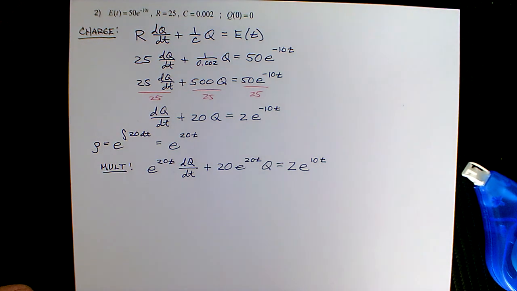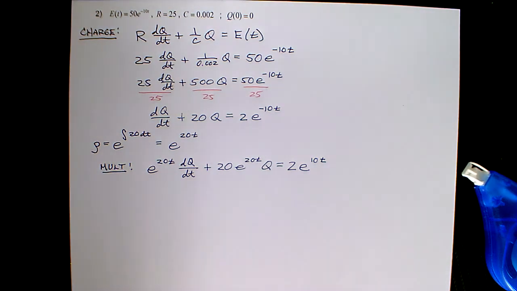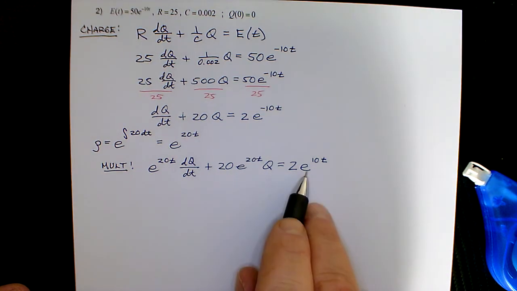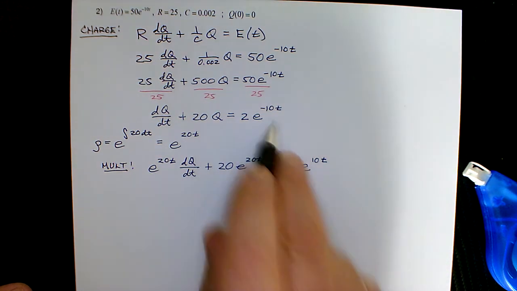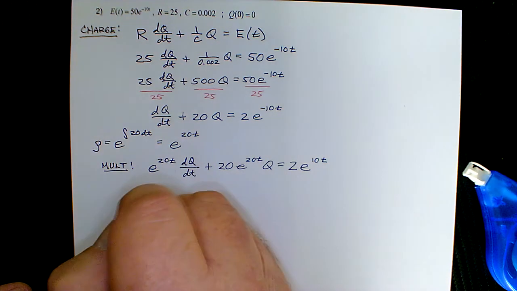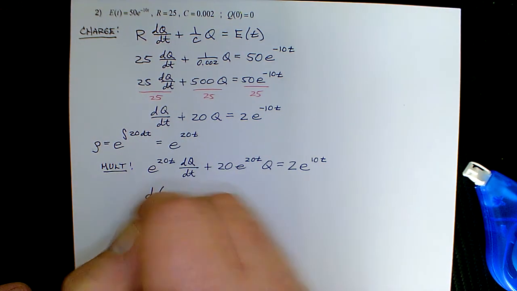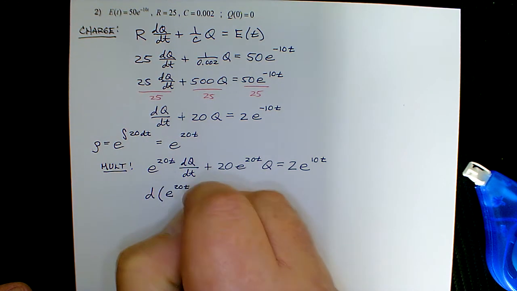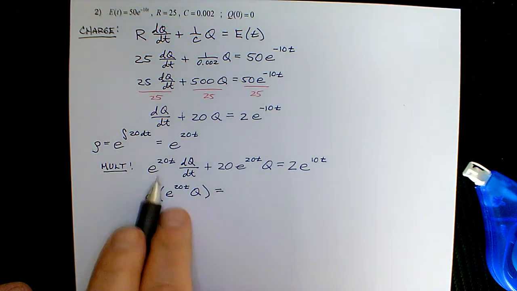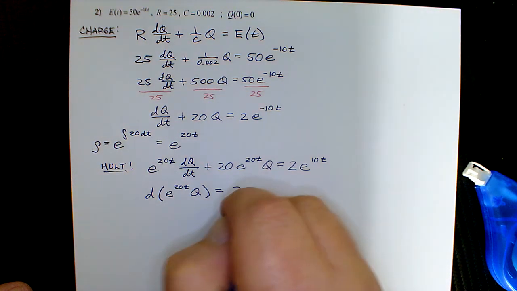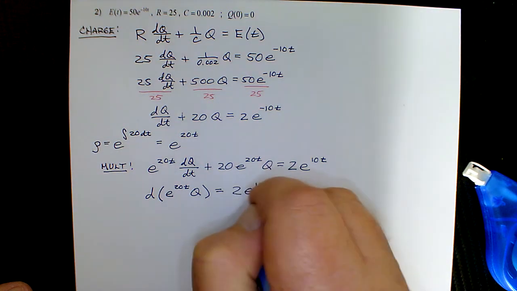So at that point, again, make sure you get e to the 10t on the right hand side there. So you're multiplying that by e to the 20t. Okay, left hand side now expressible as the derivative of the product. That product would be e to the 20t times q. And I encourage you to double check that that's true. And that's equal to 2 e to the 10t.